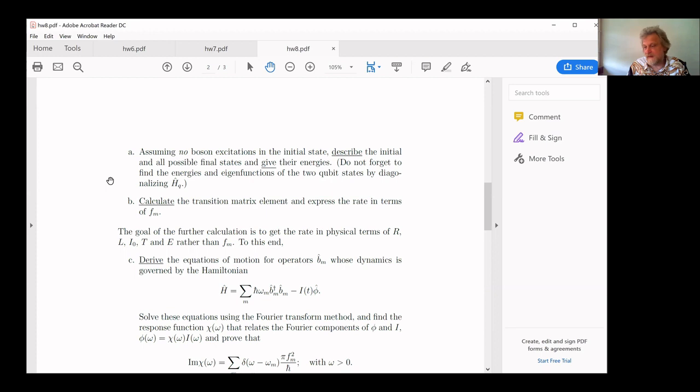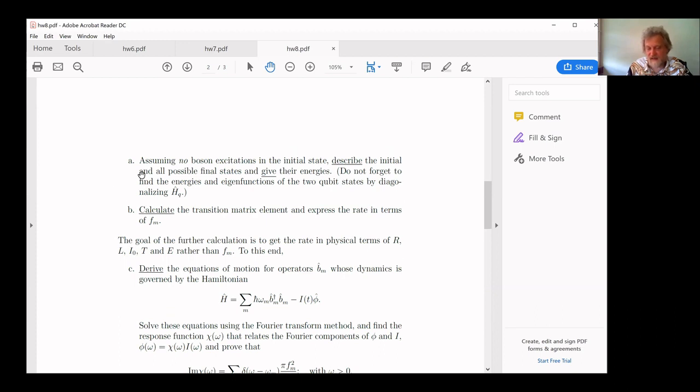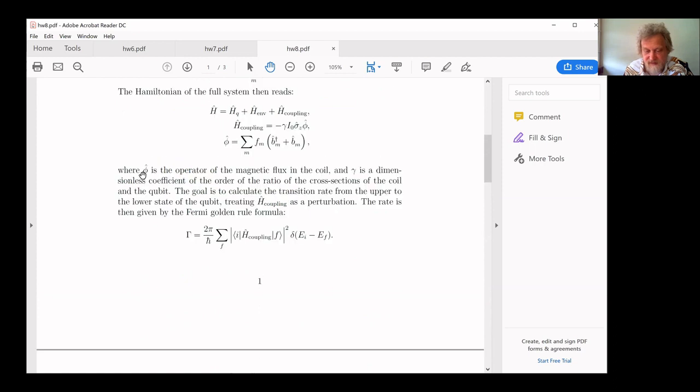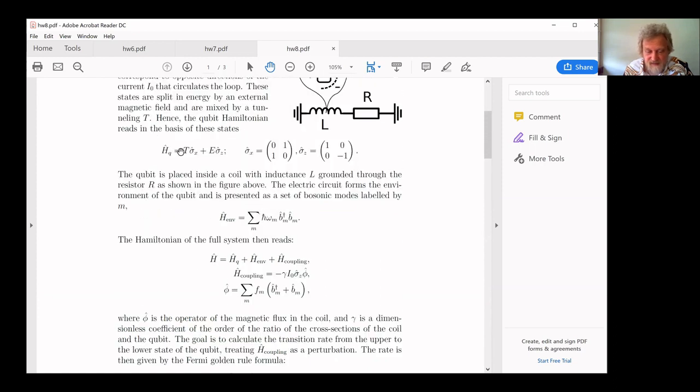The only point which makes it less trivial is that we need to find the energies and eigenfunctions of the two qubit states given by this Hamiltonian. One needs to diagonalize it, otherwise one doesn't have the energies correctly.